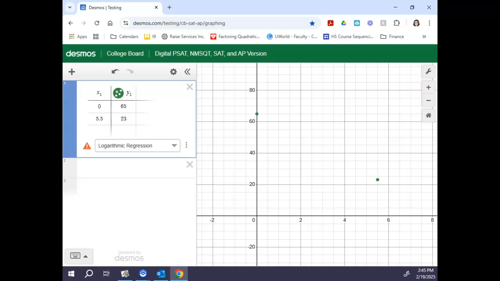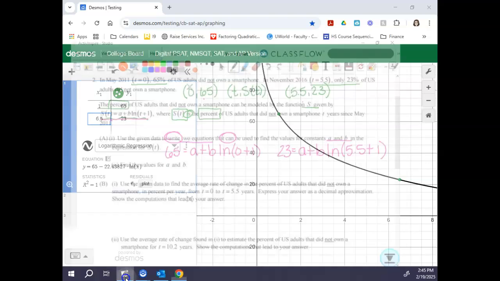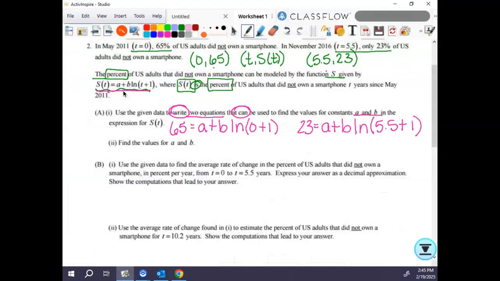So since this was t plus 1, I'm going to go in here and I'm going to add 1 to each of my X values. So when I do that, that becomes 1, and then this becomes 6.5, okay? So now I have an actual answer. I look for a log mode button. There isn't one, so I don't have to worry about that. Now it gives me this equation here. And I know that I want my equation to look like this with the t plus 1. That's not what I'm seeing there.